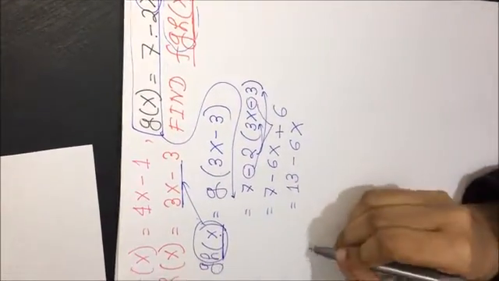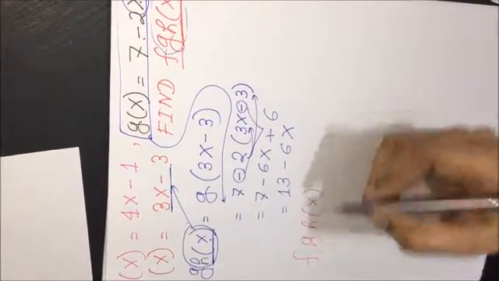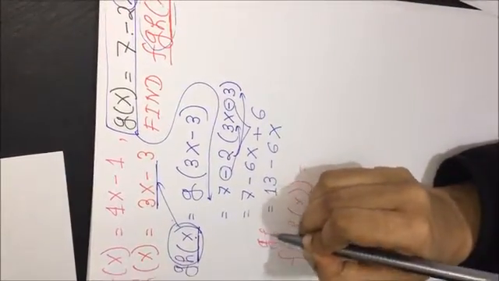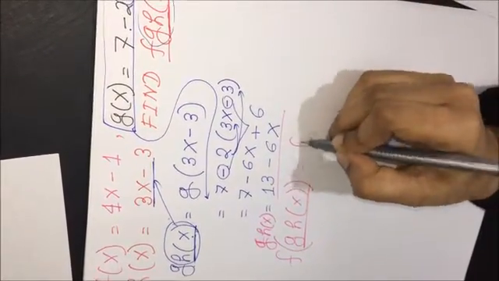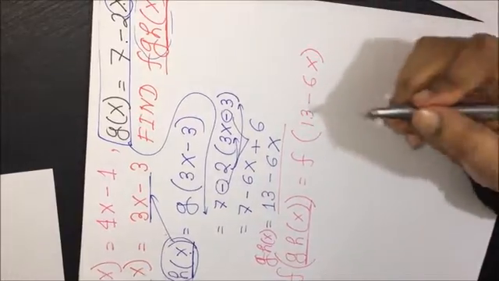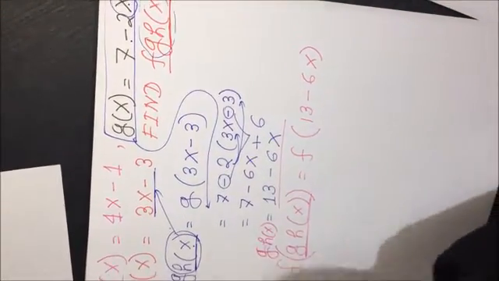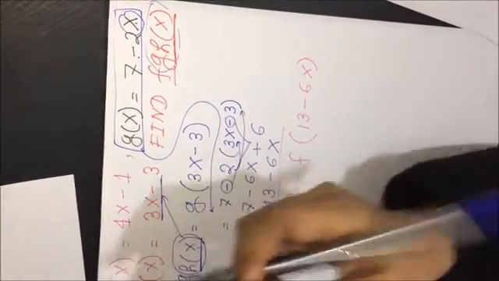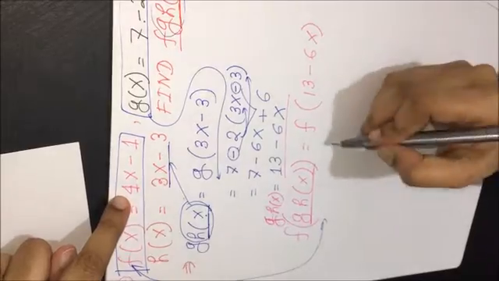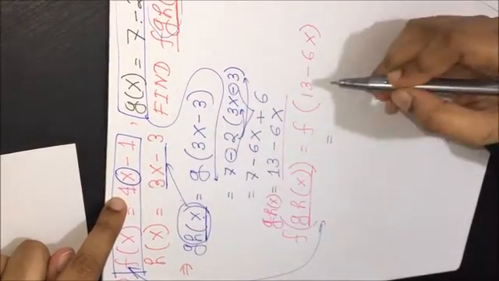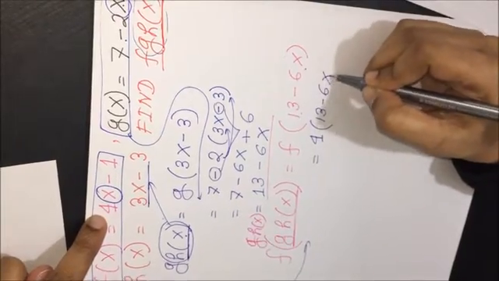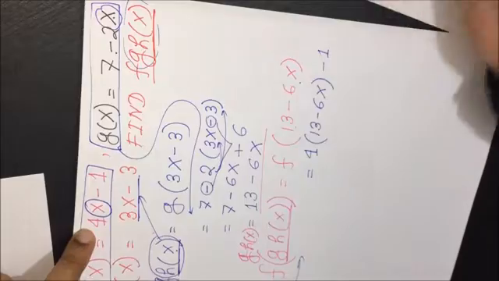Now I am trying to find out my f, g, h, x. So I already know my g, h, x value is 13 minus 6x. So I'm going to find out my function of 13 minus 6x. So my function of x was here. My function of x was 4x minus 1. I will use this format now. So if I use that, I'm going to replace this x by 13 minus 6x. So 4 in a bracket, 13 minus 6x, and the 1 will be the same as usual.